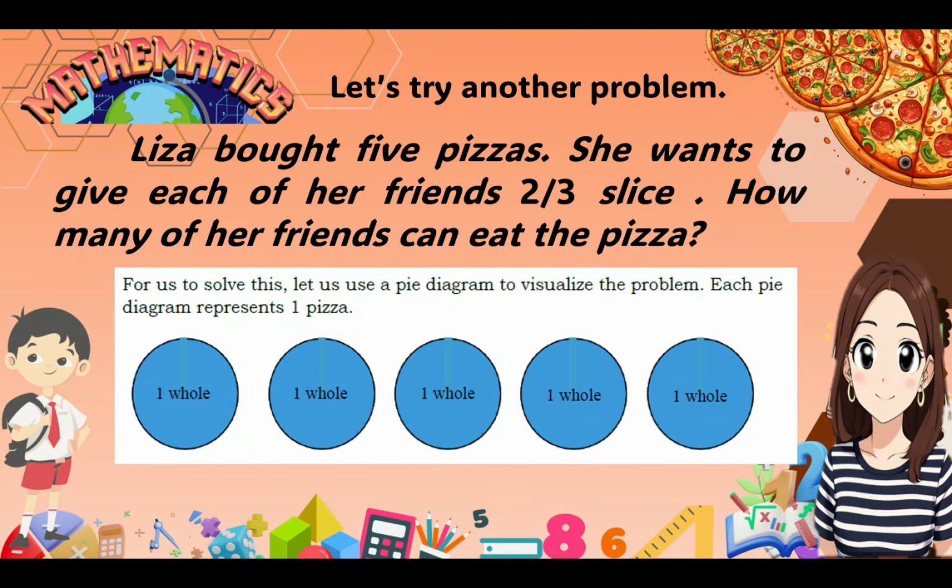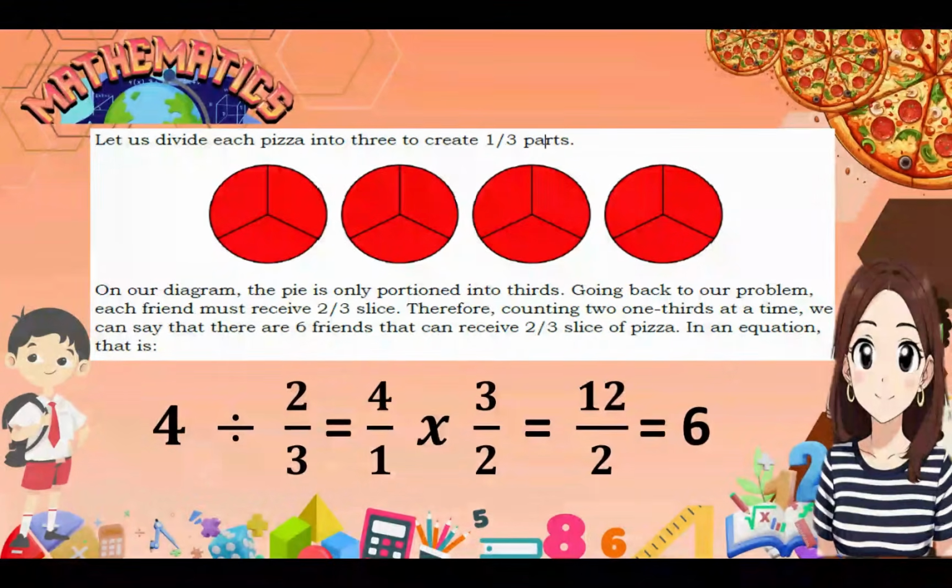Now let's try another problem. Liza bought 5 pizzas. She wants to give each of her friends 2/3 slice. How many of her friends can eat the pizza? For us to solve this, let us use a pie diagram to visualize the problem. Each pie diagram represents one pizza. So there are 4 pizzas that must be distributed to Liza's friends. And it must be divided into 1/3 parts.